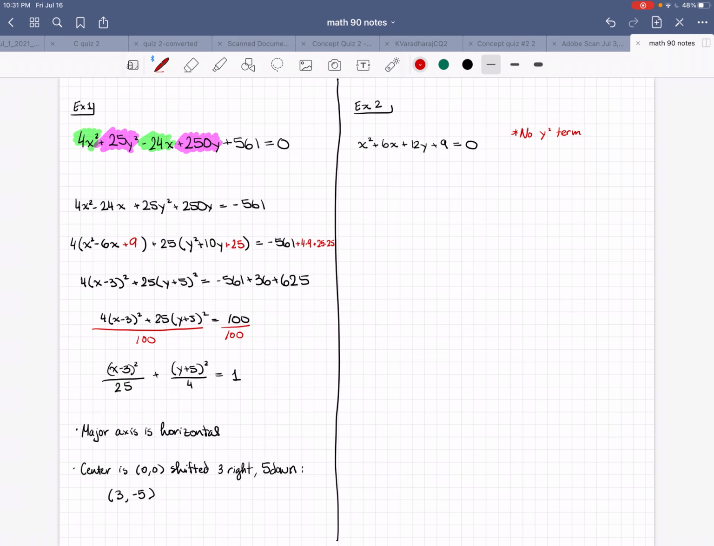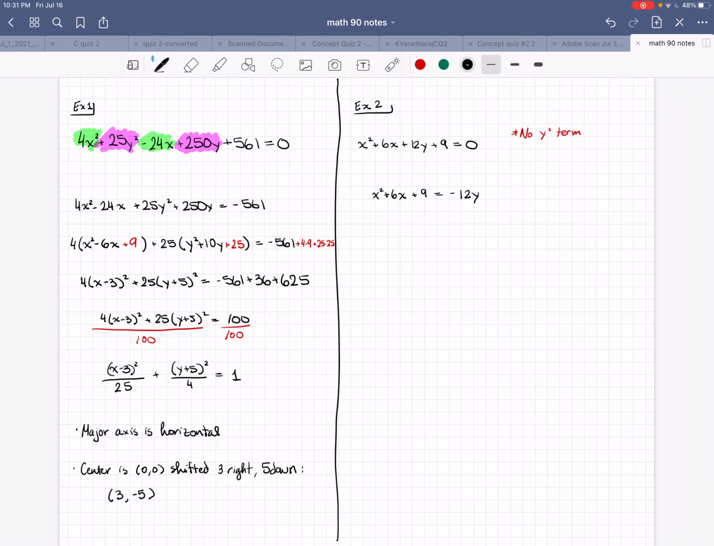So let's go. I'm going to do exactly the same thing that I did in the previous problem, but once, because I don't have any perfect squares on y to complete. Since I see that there is no y squared term, I'm going to take my y term and move it to the other side. So that gets me x squared plus 6x plus 9 is equal to negative 12y.